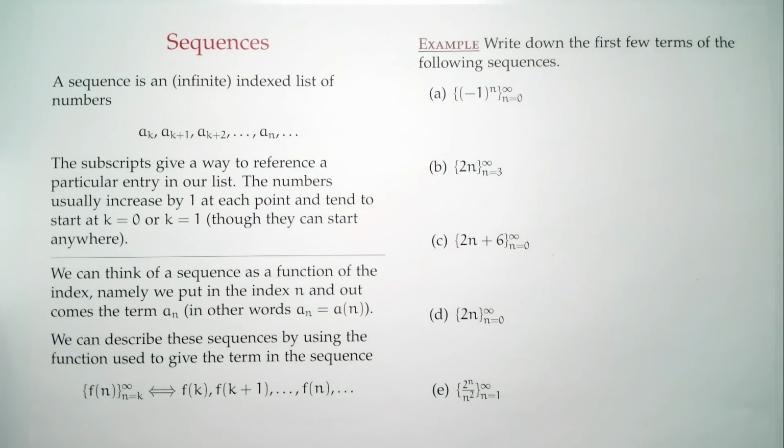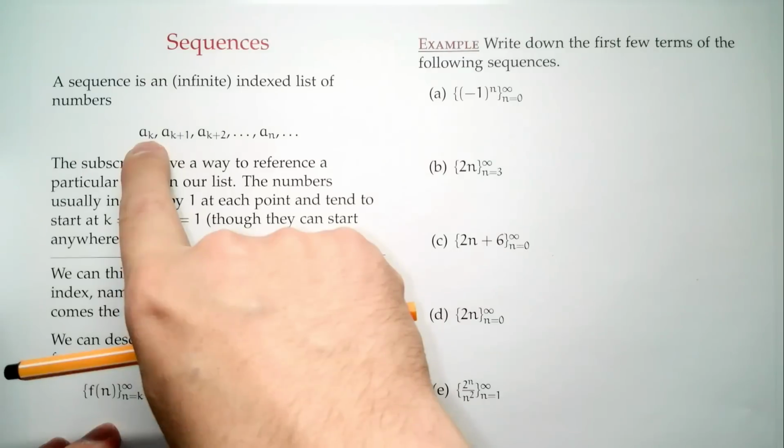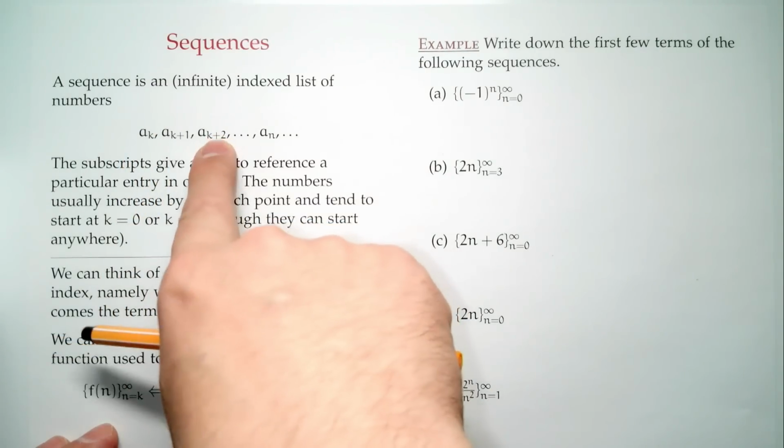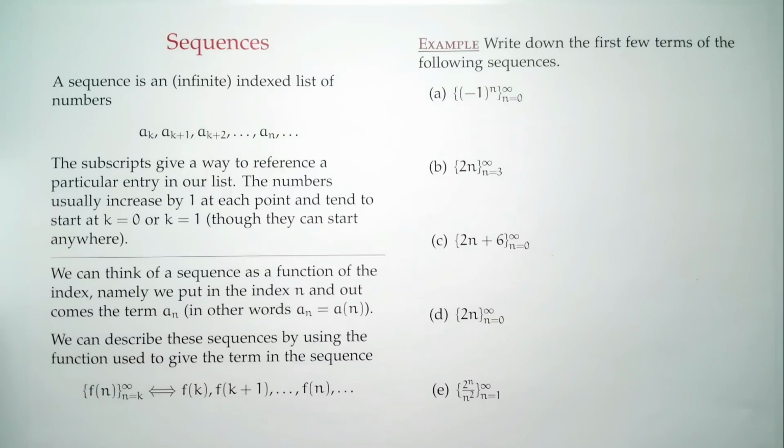So what is a sequence? A sequence is basically just a list of numbers. And it's indexed. So we represent these by subscripts. So we have a sub k, meaning this is the kth number. a sub k plus 1, that's the k plus first number. a sub k plus 2, that's the k plus second number. And so forth and so on. So it's not just an infinite collection of numbers, it's an infinite collection of numbers that have some order attached to them. So you can say, well, this number is the such and such number on that list.